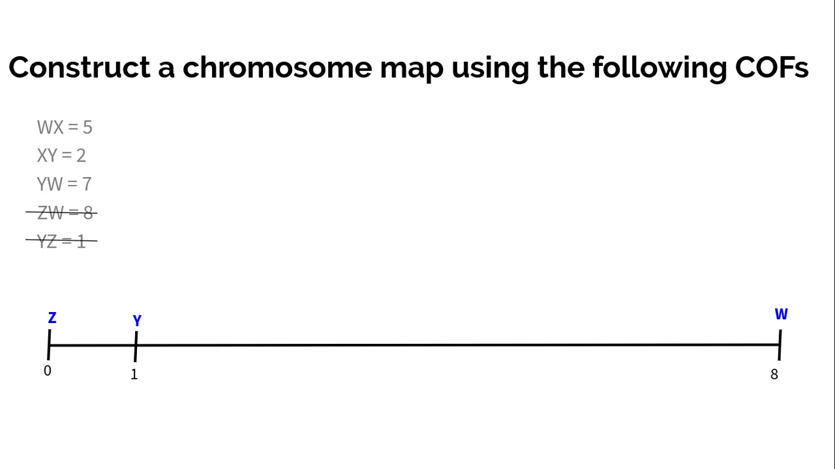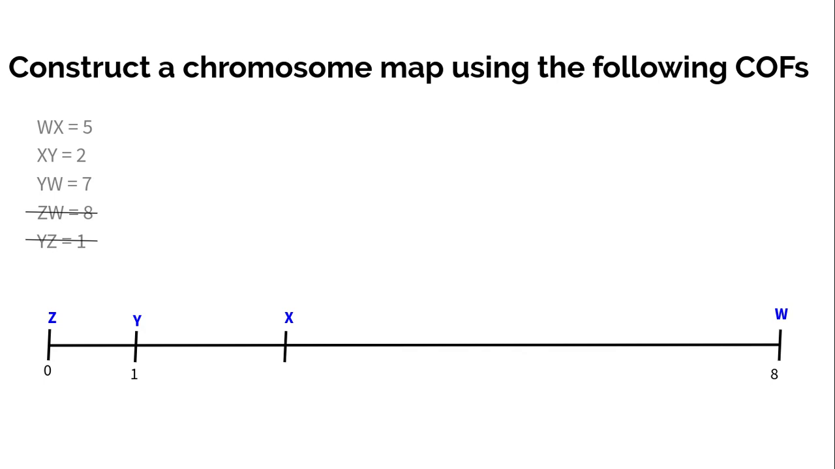From here, I will notice that Y to W is 7. So if you look here, Y to W is 7. I've already plotted that. It's already happening. 8 minus 1 is 7. Next, I'm going to plot out X. Why? Because it's the only one we are currently missing.